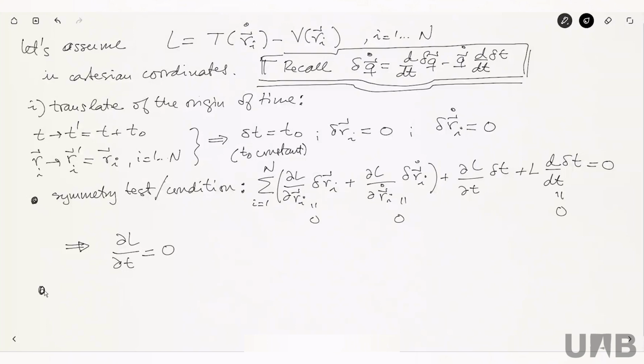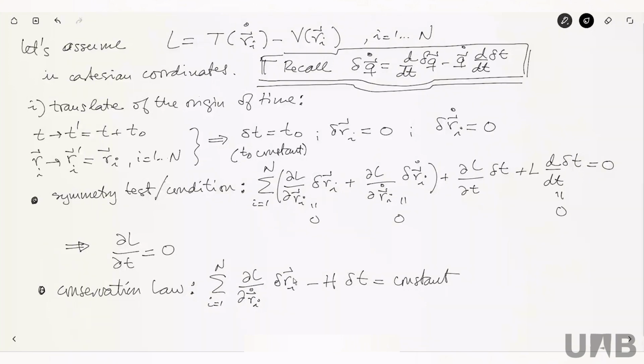And now the conservation law, and that's Noether's Theorem, that says that the sum from i equals 1 up to n of the derivative of L with respect to r dot i times delta ri, minus H delta t, remember, this has to be a constant.